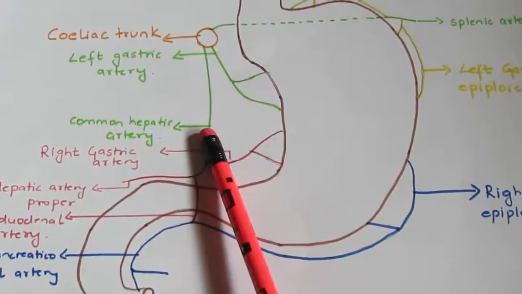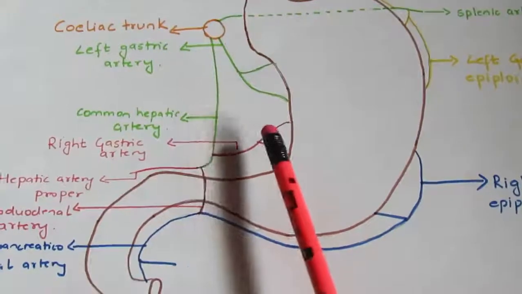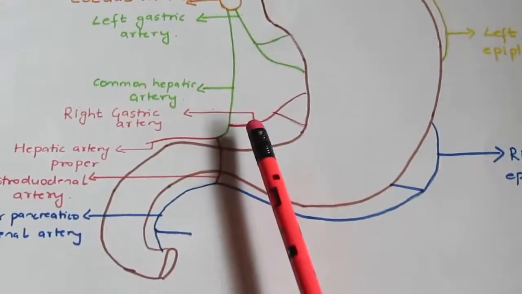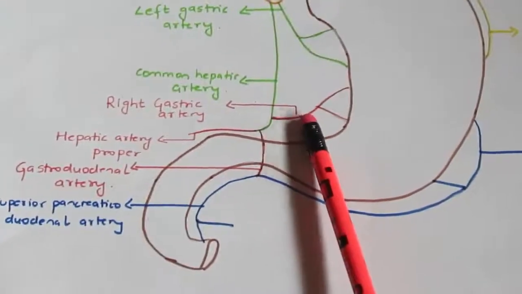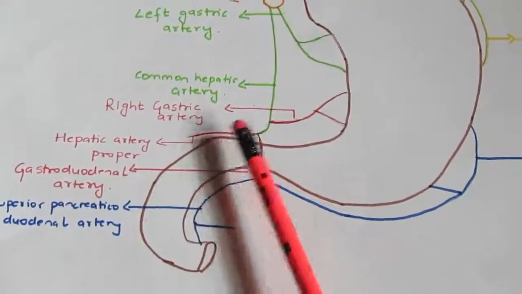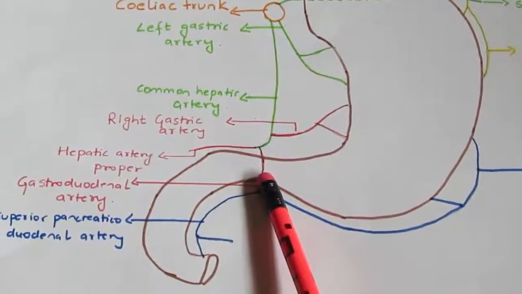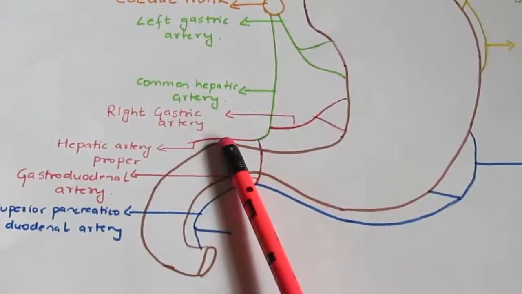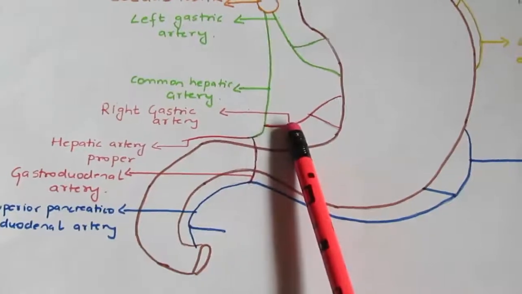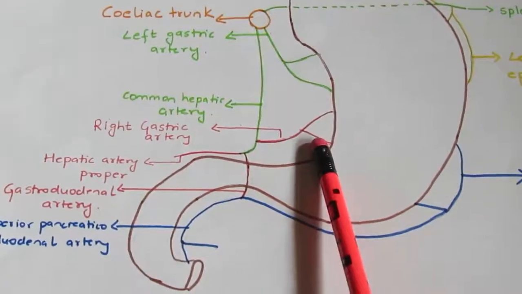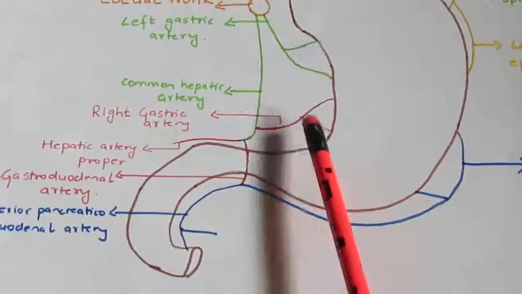It does not directly supply the stomach, but it gives up branches which do. It has 3 branches which are given in red color: 1, 2 and 3. 1 is the right gastric artery, 2 is the gastroduodenal artery, and 3 is the hepatic artery proper. The right gastric artery supplies the lower half of the lesser curvature of the stomach.